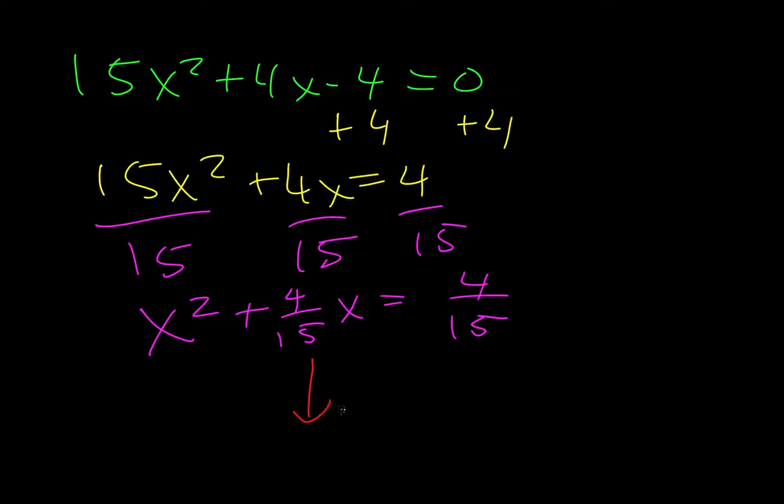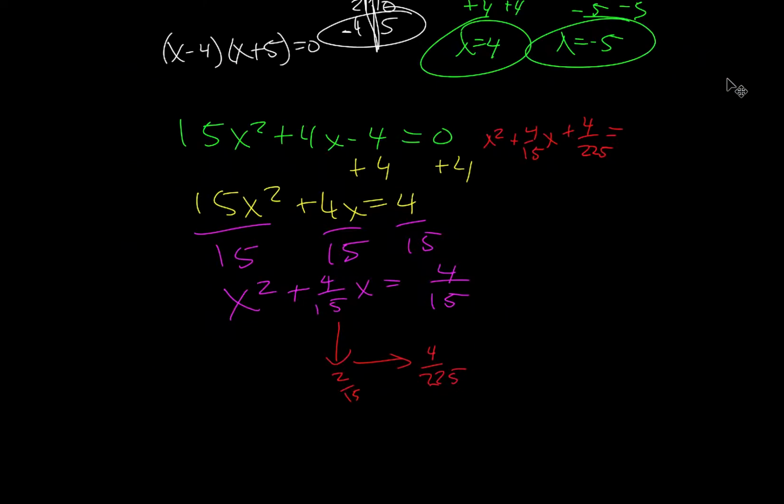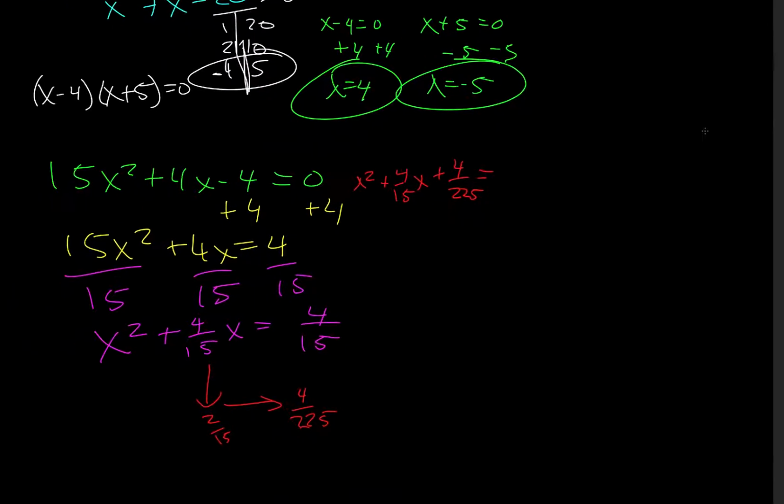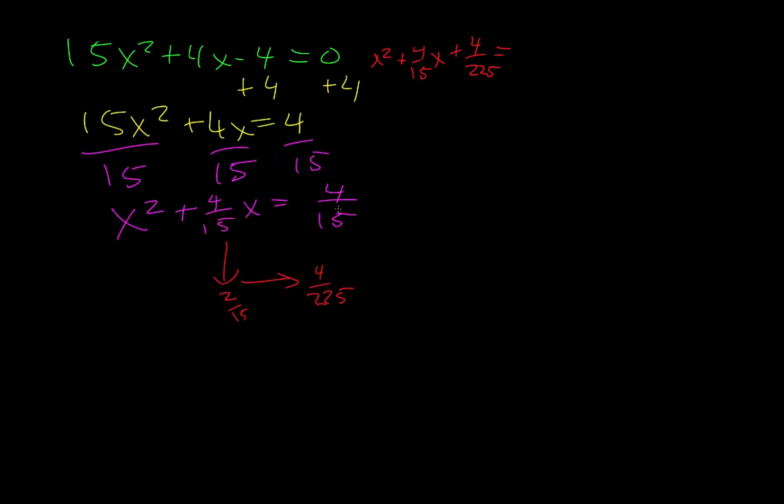Then we do the L step. So that would be 2/15 and then 4/225, because we divide by 2, which I just divided the top by 2, and then I squared the top, squared the bottom. Now I'm going to add that to both sides. So now I get x squared plus 4/15 x plus 4/225 equals, I'm going to move this over here, 4/15 plus 4/225.